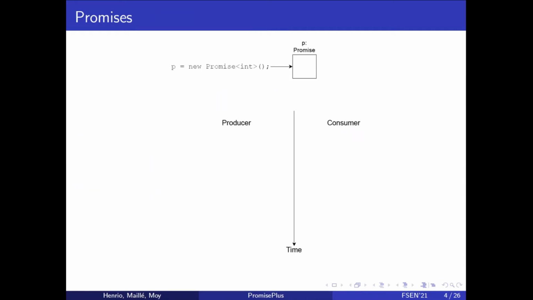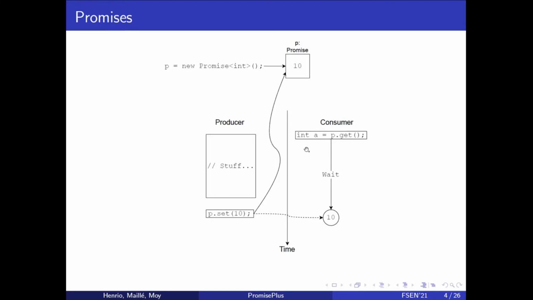So, as the name Promise Plus suggests, Promise Plus is based on promises. A promise is a shared entity between two parallel entities, generally a producer and a consumer. It can be threads, processes, tasks, whatever. And a promise is tied to a memory location that will be shared between several entities. And it can be filled with an operation called set, and the value inside this memory location can be retrieved with an operation called get.